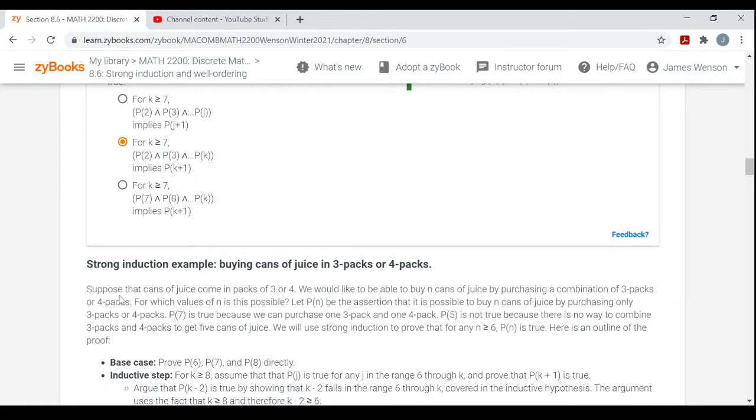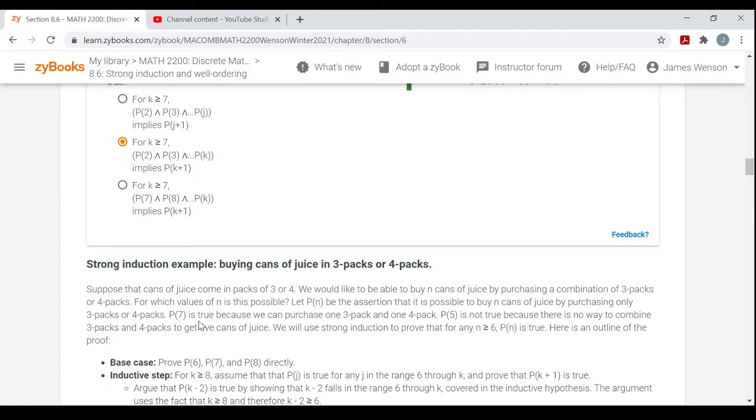Alright, so suppose that cans of juice come in packs of 3 or 4. We would like to be able to buy n cans of juice by purchasing a combination of 3-packs or 4-packs. For which values of n is this possible? So let P of n be the assertion that it is possible to buy n cans of juice by purchasing only 3-packs or 4-packs. And we see just some examples here.